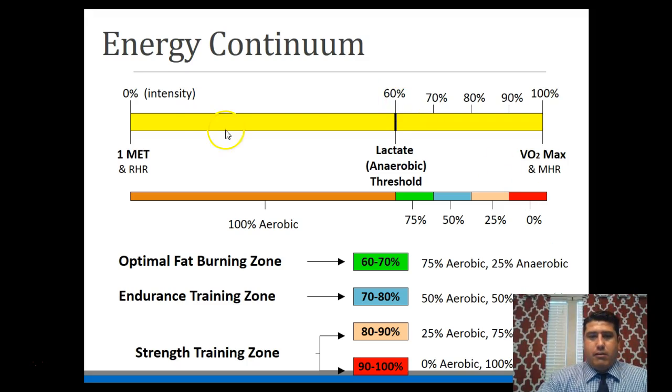Okay? All right, so let me go back to this continuum and give you an example of what's going on with all the different levels of intensity and the METs and the heart rates and the lactate and anaerobic thresholds. Okay, so let's start off at 0% intensity.